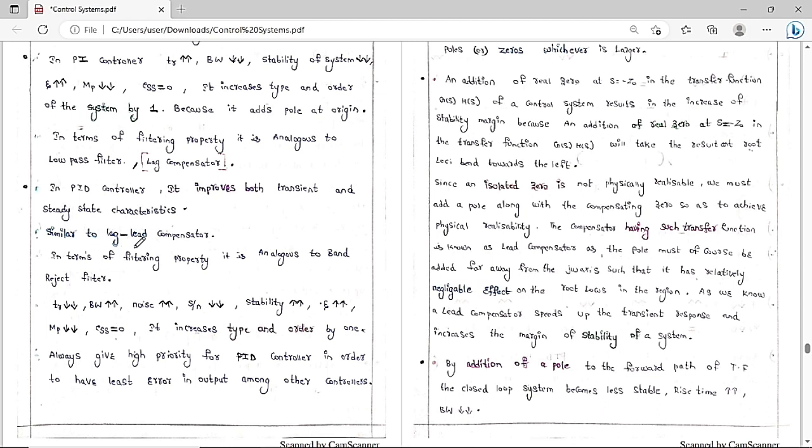So now it is going to improve both the transient response as well as the steady state response, meaning the rise time is going to decrease, because it is going to improve the transient state characteristics.